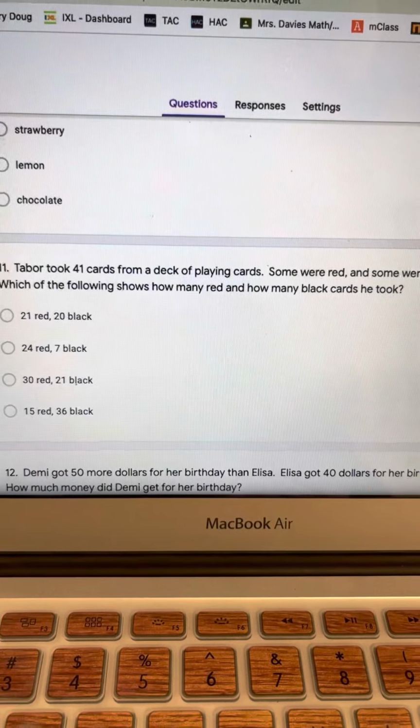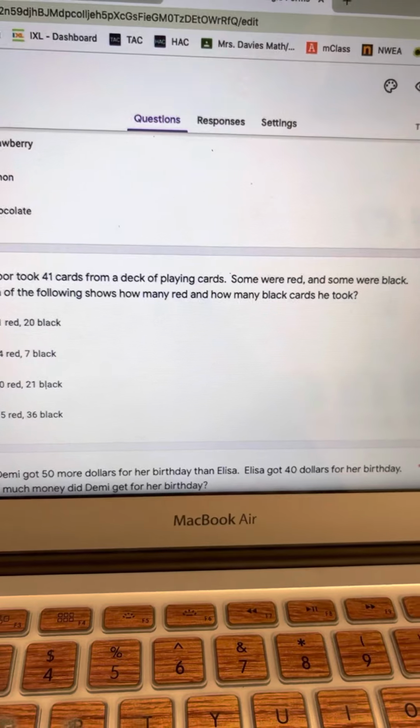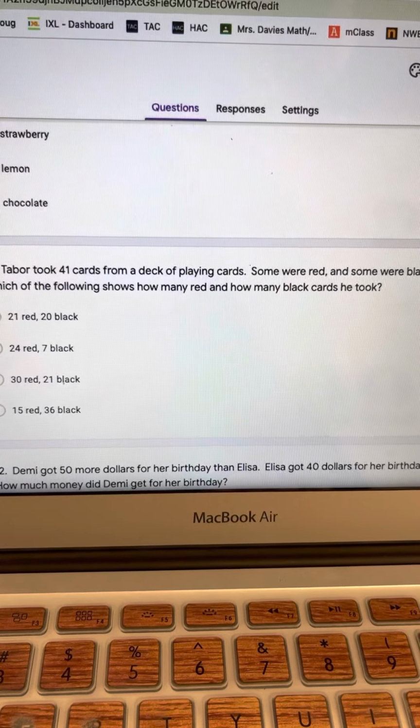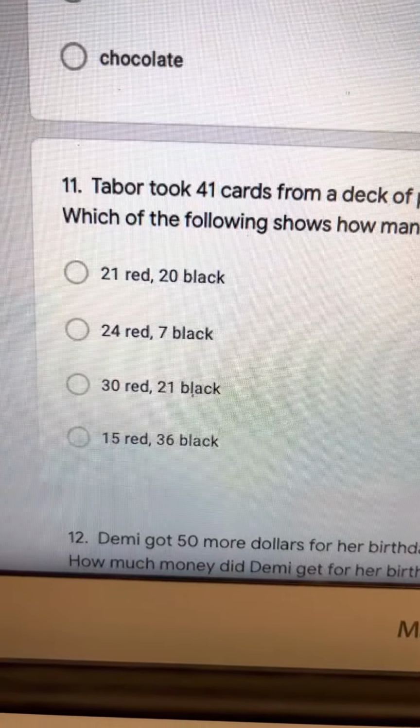All right, number 11, Tabor took 41 cards from a deck of playing cards. Some were red and some were black. Which of the following shows how many red and how many black cards he took? So you're looking for the one that makes 41.